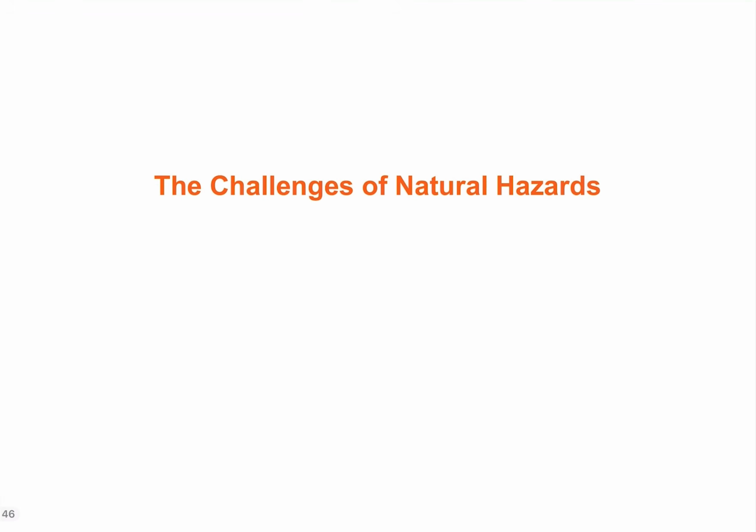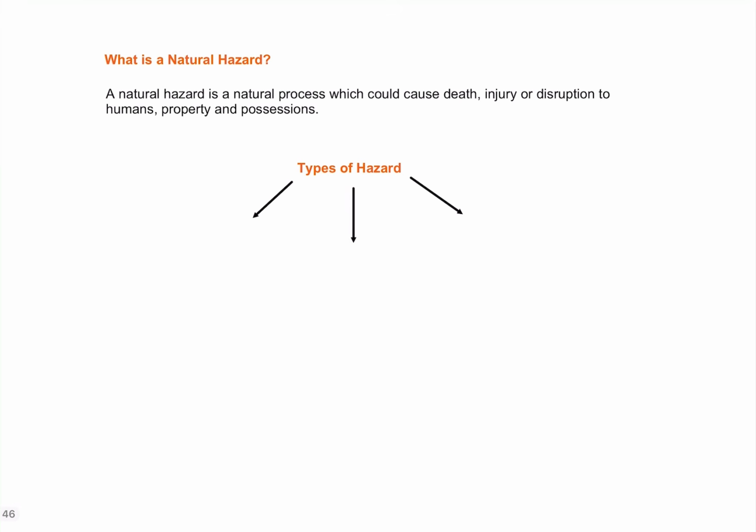So if we start at the beginning then, the first section you'll see when you open the paper is the challenges of natural hazards. So within natural hazards, the first thing you need to be reminded of is exactly what a natural hazard is. So a natural hazard, as it says here, is a natural process that can cause death, injury or disruption to humans, property or possessions. And so you can group your types of hazards into things like tectonic, for example, so to do with the plates, which we'll talk about in a minute.